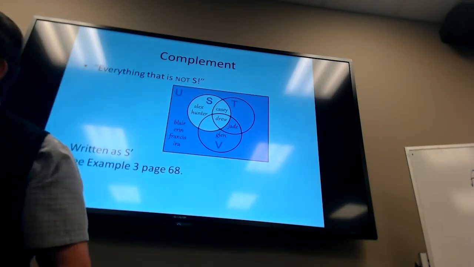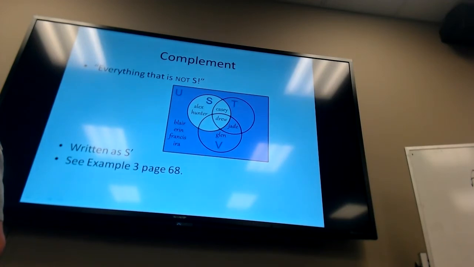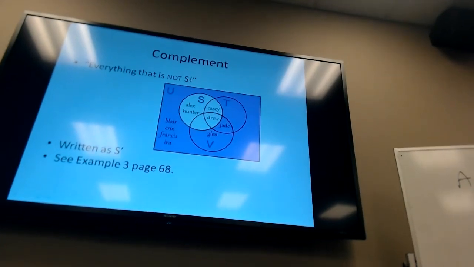Let's look at example 3 on page 68. So the complement is the one. Yeah. Page 68, example 3. Okay, finding a set complement. Let U be the set of numbers from 1 to 9 and A is 1, 3, 4, 7. What would be A prime, not A?